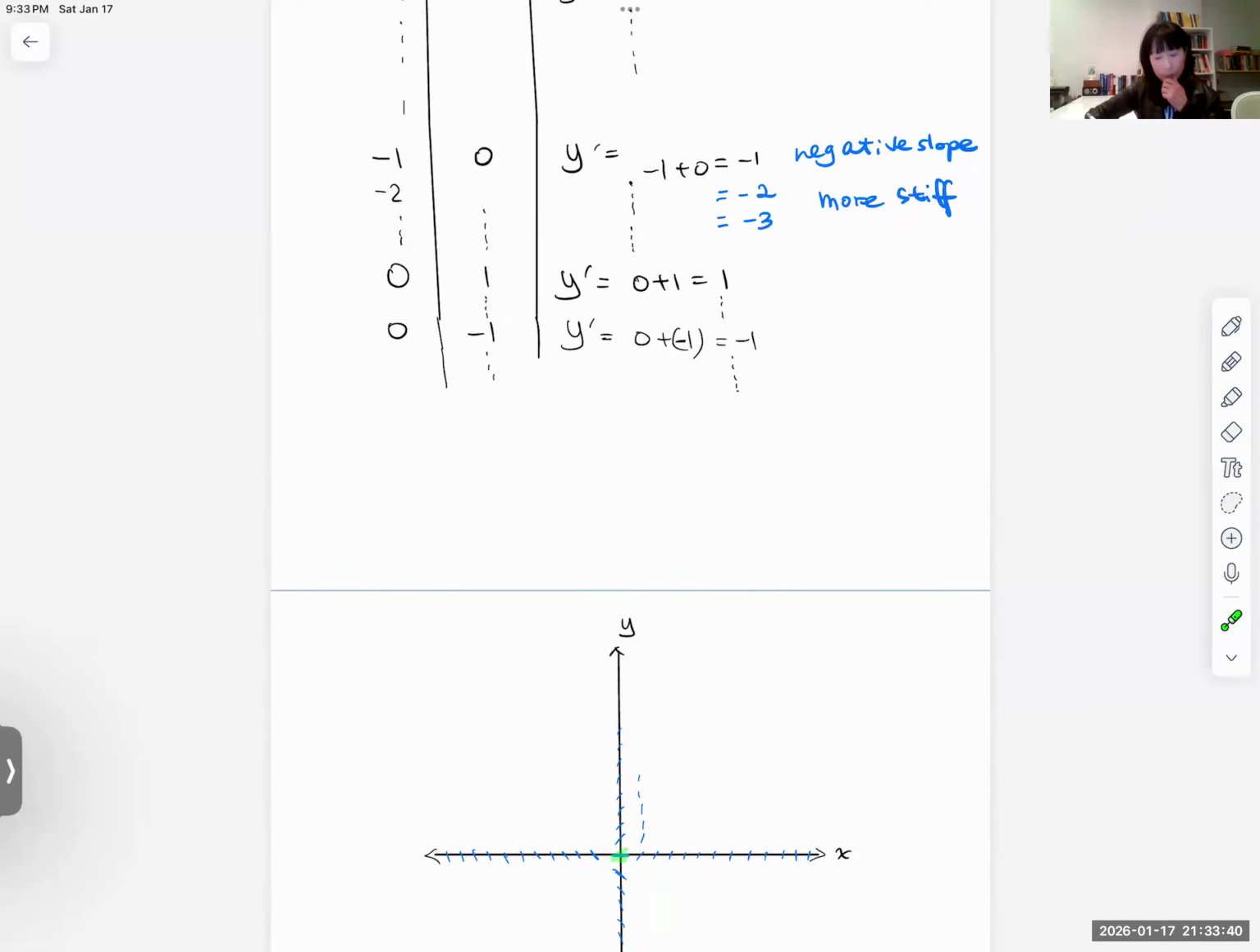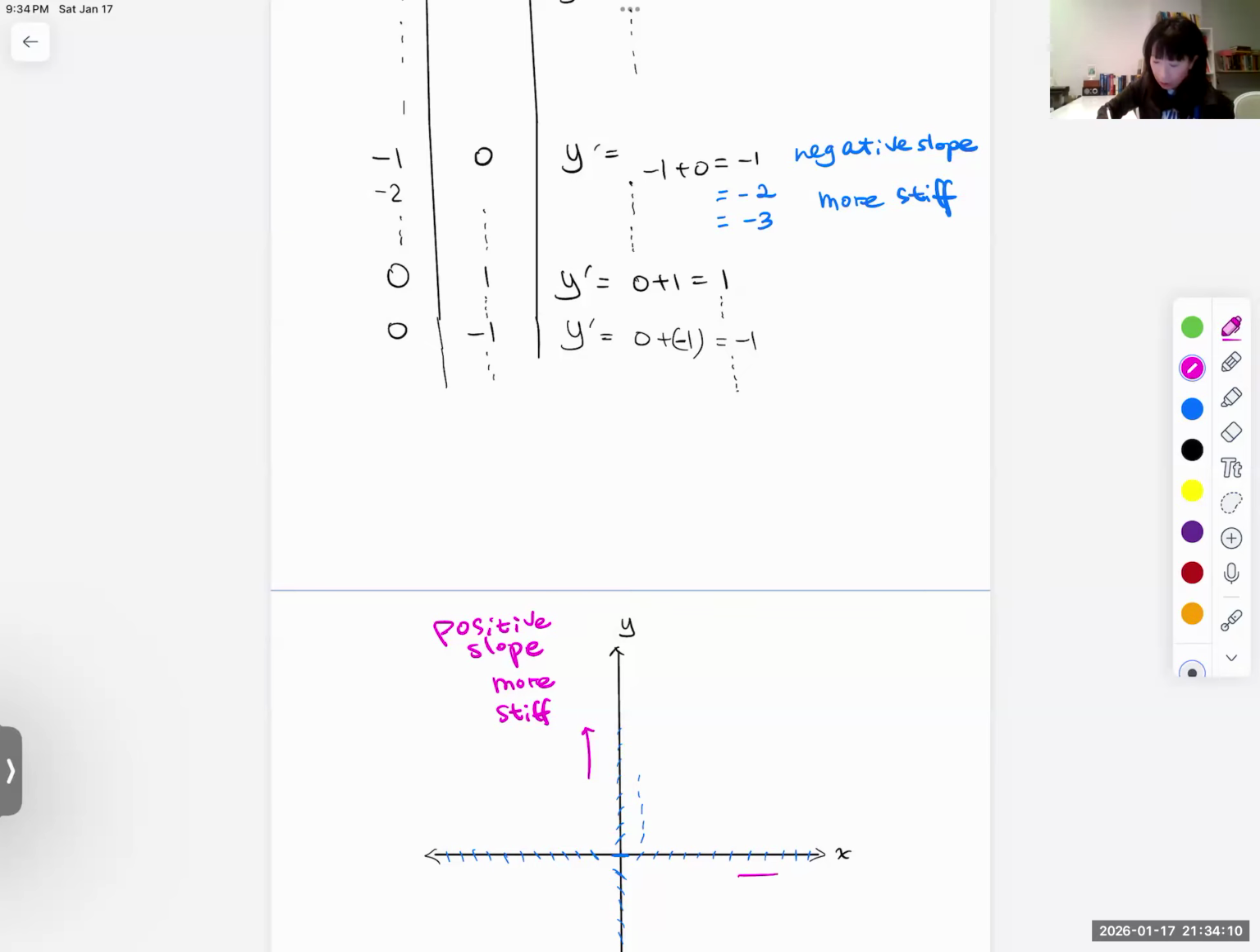And what about y equals 1? Slope is 1, right? 1, 45 degrees positive. And then 2, more stiff, more stiff, more stiff, right? Getting more stiff. Let me write it down. This way, more stiff, with a positive slope.